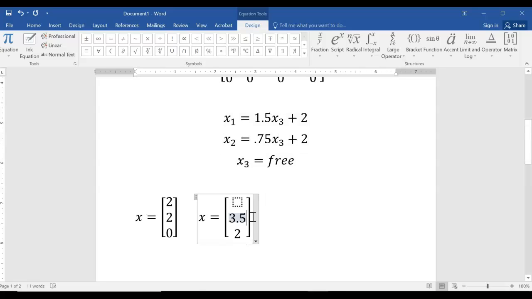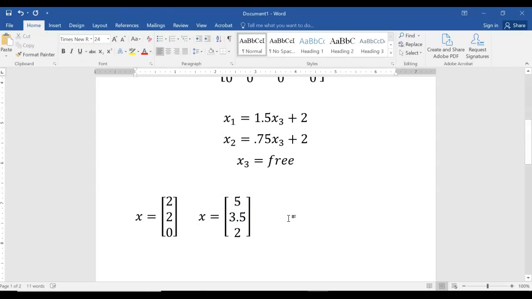Similarly, if you were to plug in 2 for x3, what would have happened to the first equation? Well, 1.5 times 2 plus 2, that gives me a 5. So this would alternatively have been an answer, and both of these would have been correct answers. You can multiply 2, 2, 0 by matrix A and get your B. You can also multiply 5, 3.5, 2 by your A and get out the exact same answer.